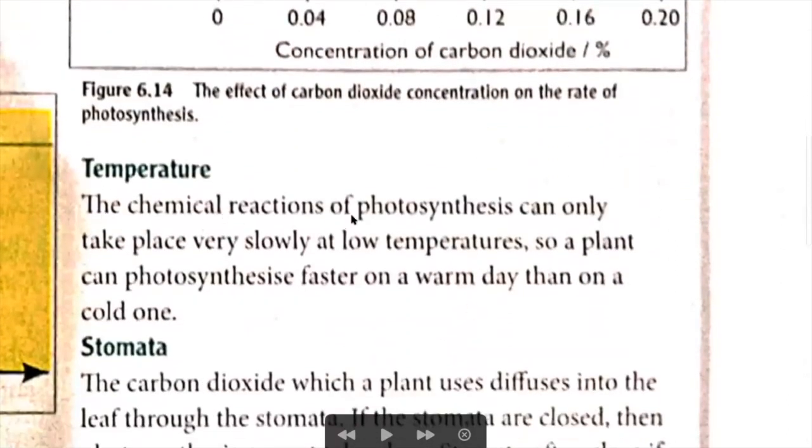So tengok. Chemical reaction of photosynthesis can only take place very slowly at low temperature. So bila low temperature, photosynthesis will happen slow. Tapi when the temperature become warm, okay, the photosynthesis will become faster. Why? Because you have to know that in order to do photosynthesis, there is also a few enzyme will involve. Enzyme kan ada optimum pH, betul tak? So kalau 37 degree Celsius, the rate of photosynthesis can be maximum.